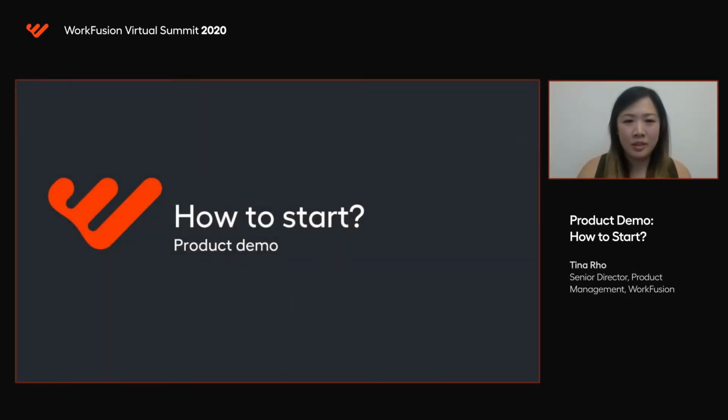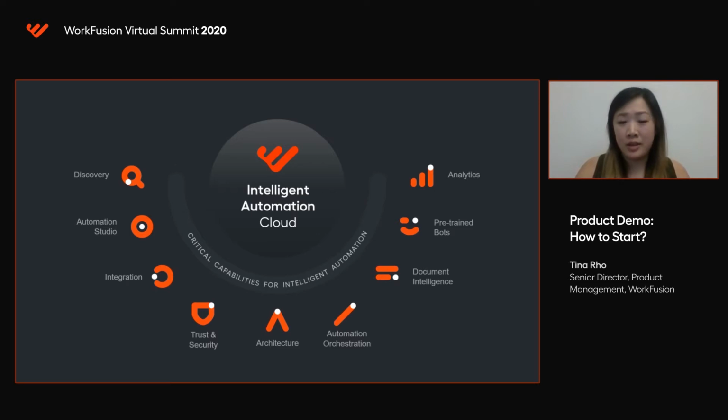Today, I'll be demonstrating how to find your hyperautomation use case. WorkFusion's Intelligent Automation Cloud is uniquely positioned for hyperautomation, with 9 critical capabilities that work together to support an end-to-end business workflow, including machine learning and artificial intelligence.